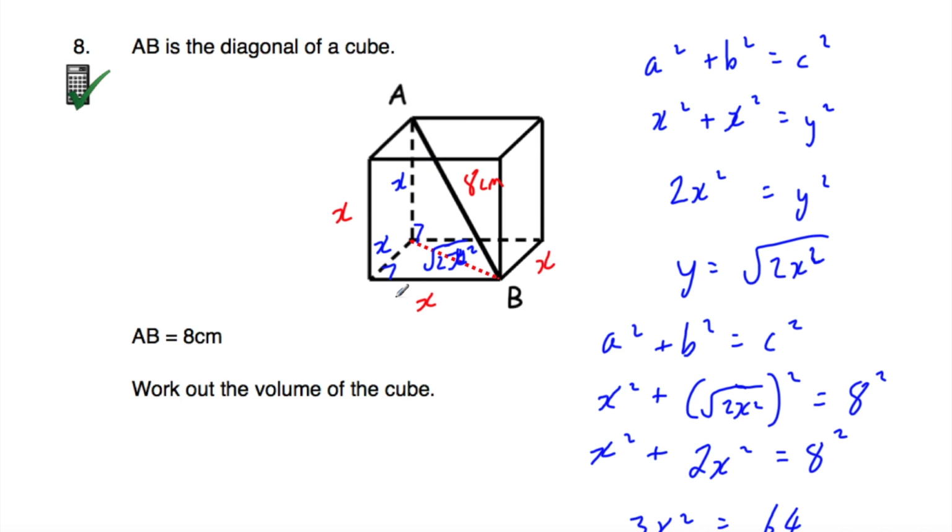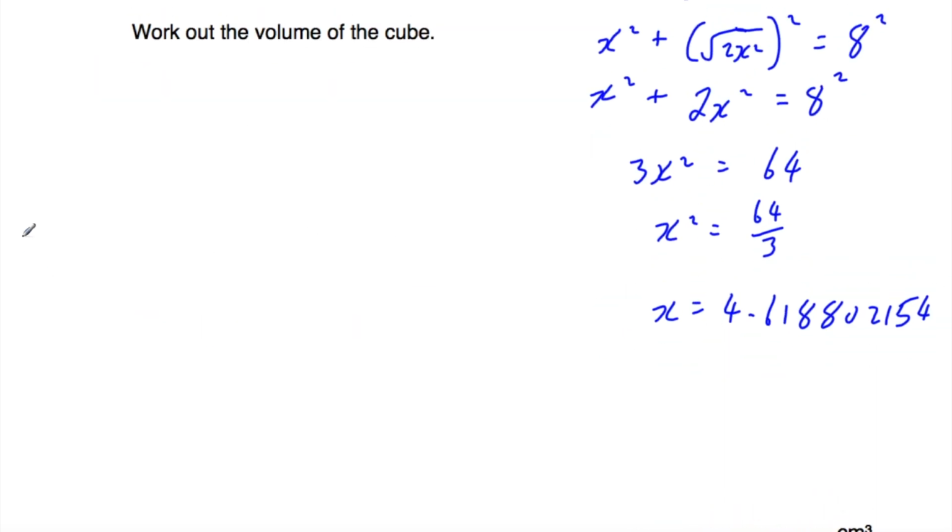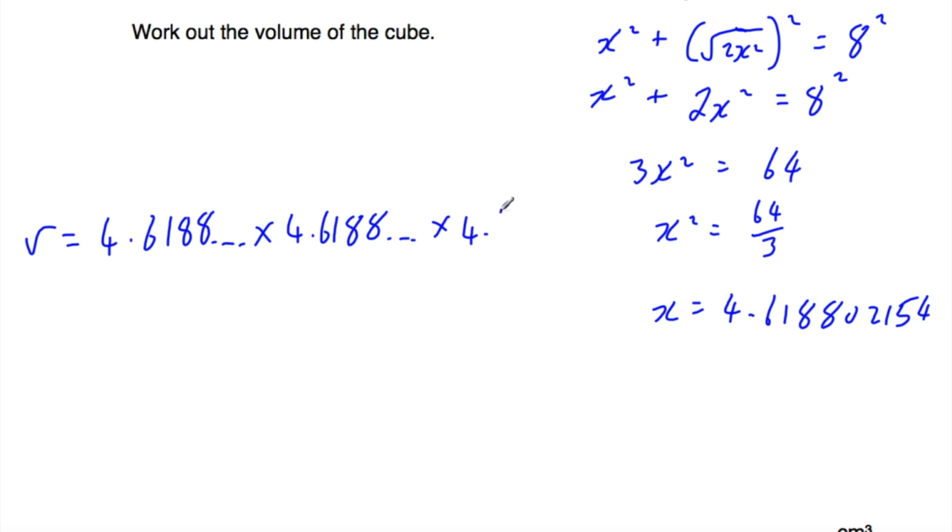So if we want to find the volume of the cube, we just need to do 4.6188 cubed, or times it by itself and by itself again. So let's write that down. So if we want to find the volume, it will be equal to 4.6188 and so on, multiplied by itself and multiplied by itself again.